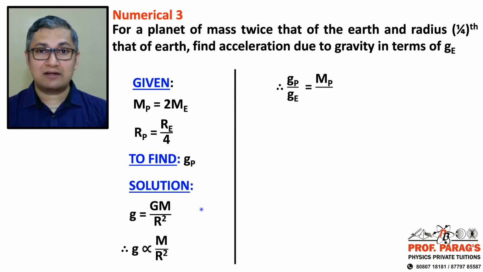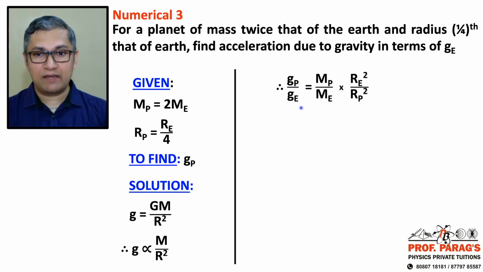So that's it. Just take a ratio, GP by GE. Now M is directly proportional, so MP by ME. But R square is inversely proportional, so into RE by RP. So GP by GE is MP by ME, but for R it's the reverse ratio, RE by RP, and we have to square it. So RE square by RP square.